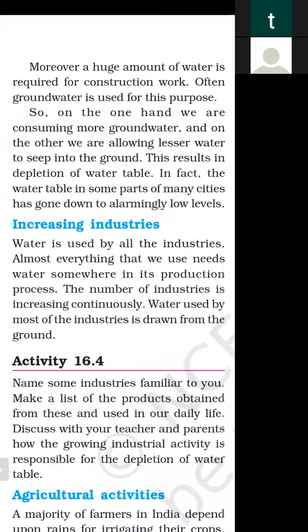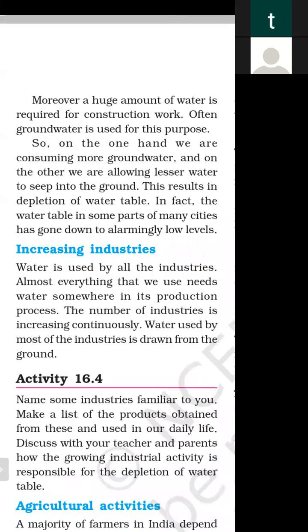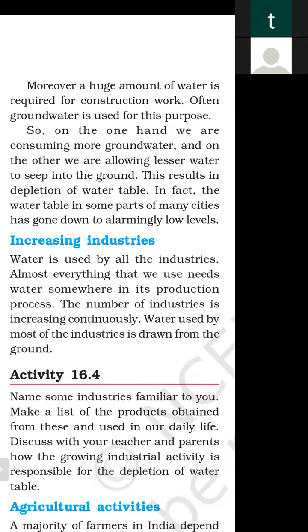Moreover, a huge amount of water is required for construction work. For construction work, we use lots of water, often underground water. So on one hand, we are consuming more groundwater, and on the other, we are allowing less water to seep into the ground. We are consuming more and more groundwater, and there is less seepage of water into the ground.